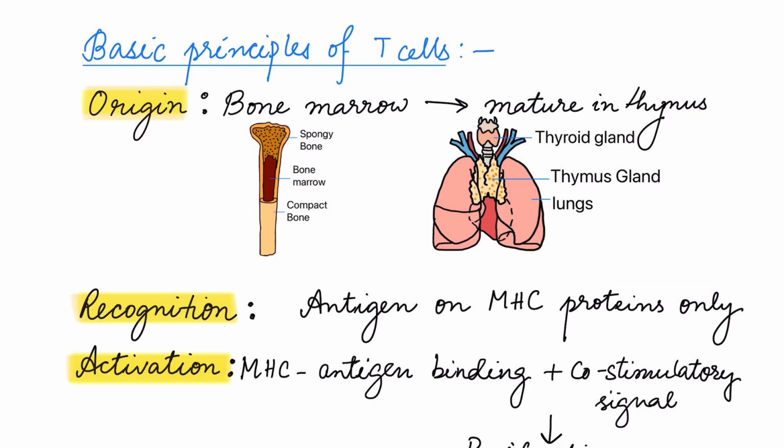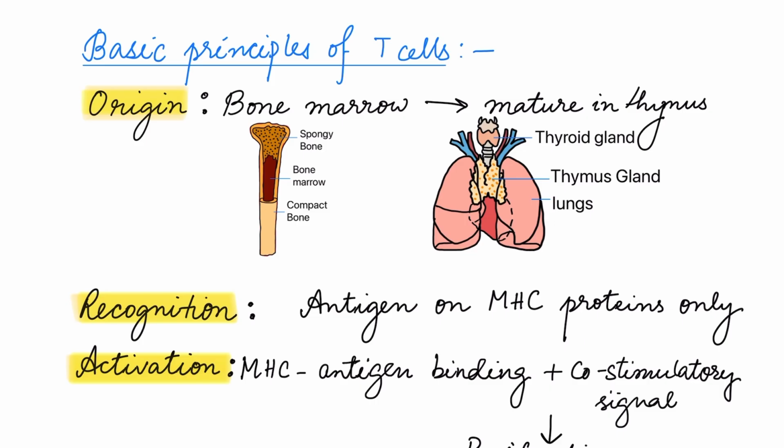Unlike B cells, which can recognize free floating antigens directly, T cells can only recognize antigens that are presented on the surface of other cells. These antigens must be displayed by special proteins known as major histocompatibility complex or MHC molecules. There are two main types of MHC molecules.